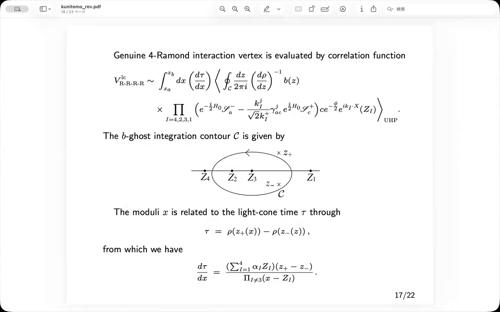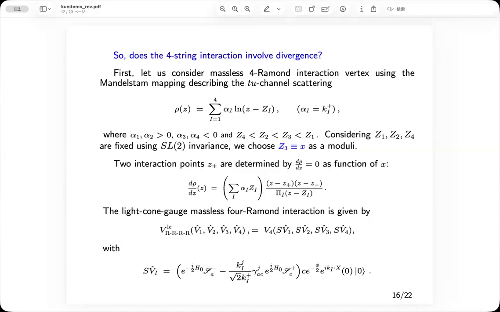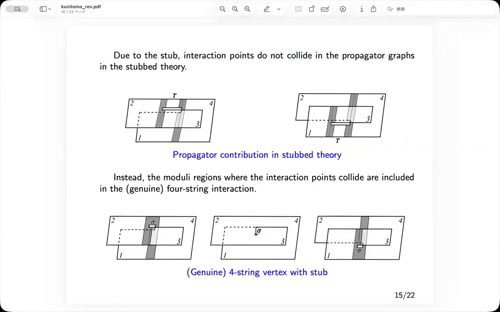Sorry? The genuine four-Raman interaction vertex. Did you add it by hand? No. Was it originally there? Yeah. In the light gauge field theory, the four-string interaction was originally there from the first. Okay. But is that vertex originally from with the stubs? Originally, no, without stubs. Yeah, but we add the stubs by considering the decomposition of the four-string scattering amplitude. Okay, so I see. You introduce stubs to this. The moduli are covered. Originally the moduli region is this region, but the additional region does not come from the stub diagram. Okay.